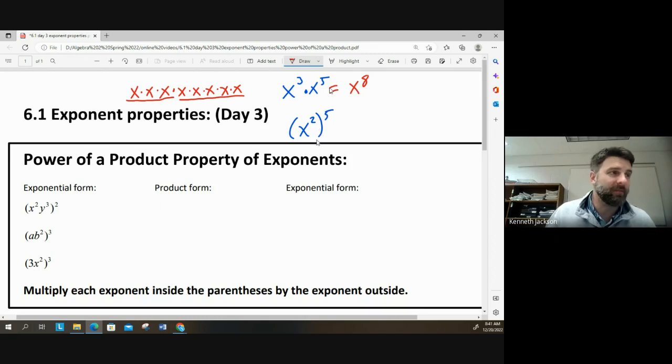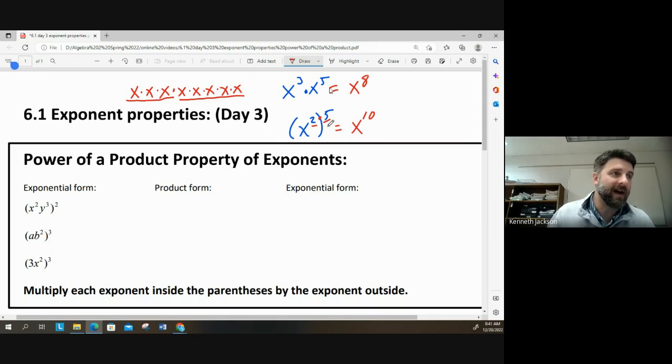The other property we've picked up is when you have a power, squared, raised to another power, fifth. X squared to the fifth would give us x to the 10th. When we have a power to a power, we can multiply those exponents.